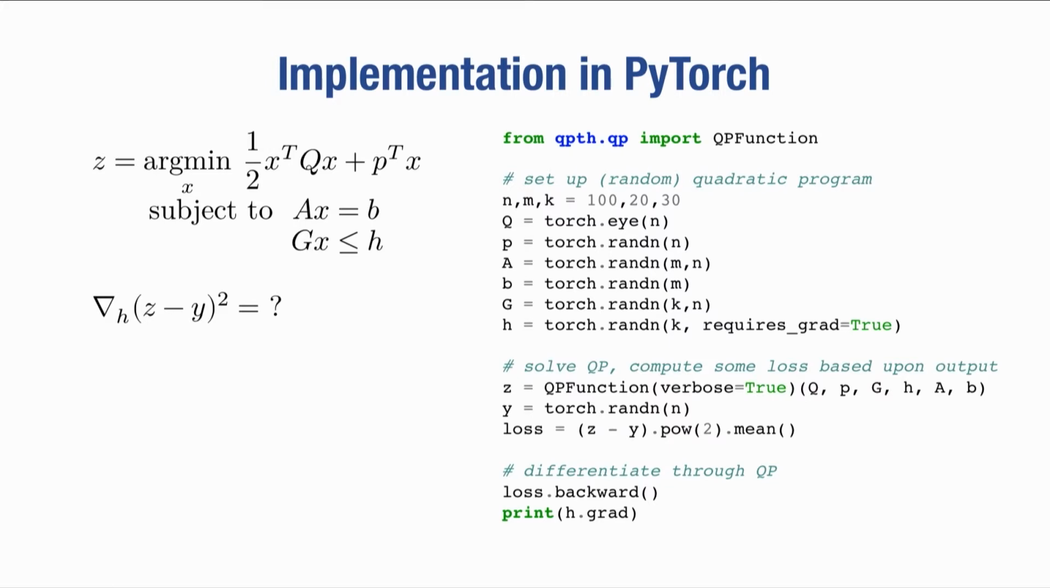So if you want to use a layer that solves a quadratic program, you can just set up a quadratic program in PyTorch. That's those first bunch of lines there. And then you call this QP function, where you pass in the parameters to this program. Of course, those inputs can also be functions of anything else that you want.